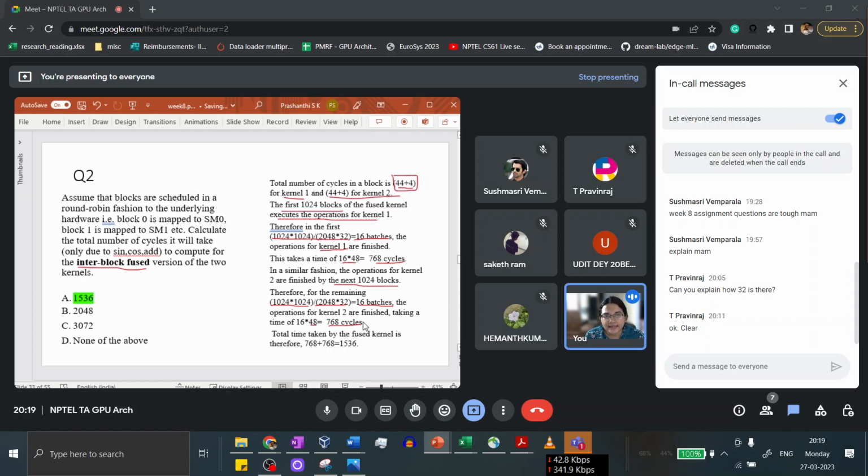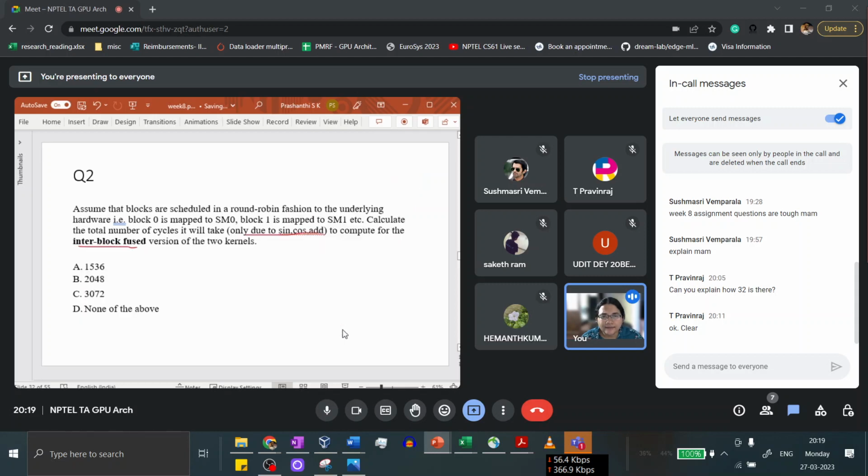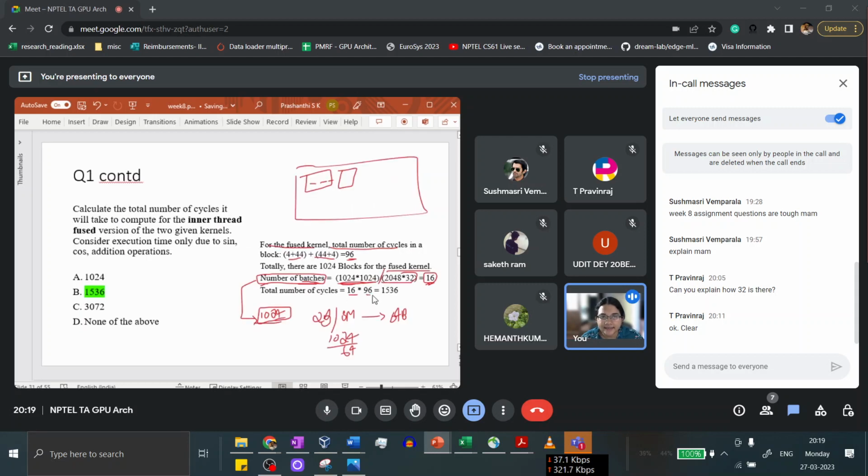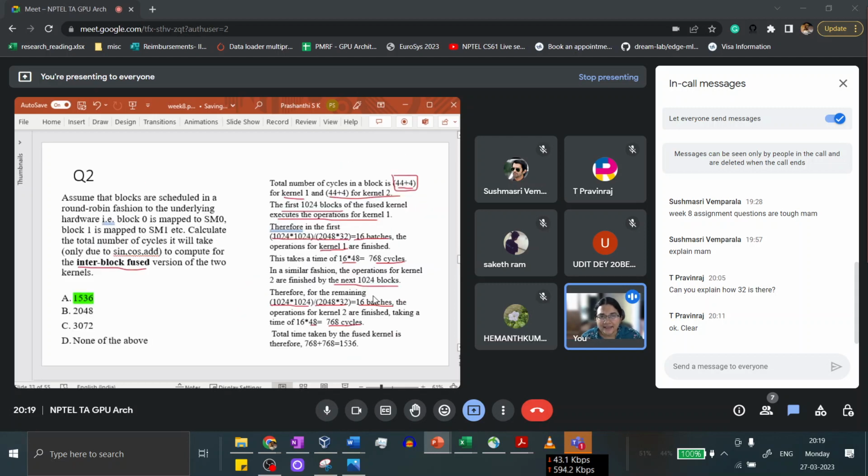So the 768 plus 768 comes out to be 1536, right? So the answer is option A. If you look at the previous one, it was just 16 into 96, right? In a way, you can think of this complicated fusion as 16 into 96. You're just splitting it into 16 into 48 plus 48, right? So the cycles actually remain unchanged. That's one high level view of thinking about it.